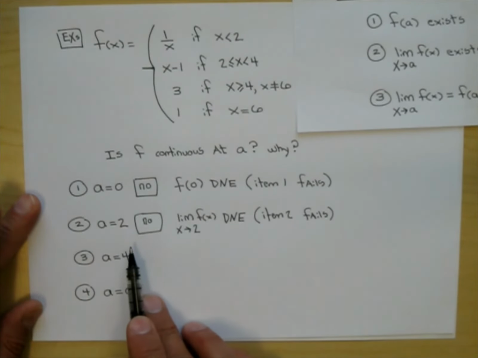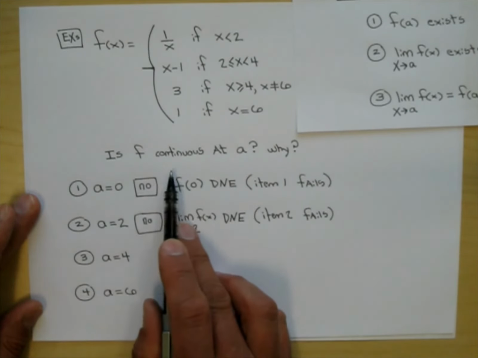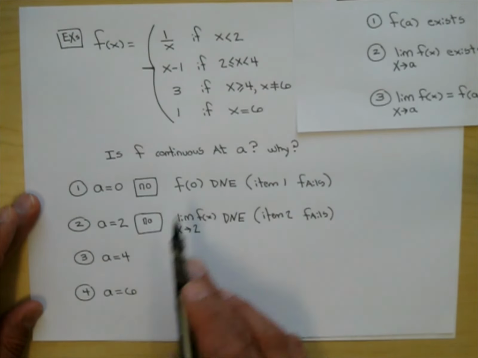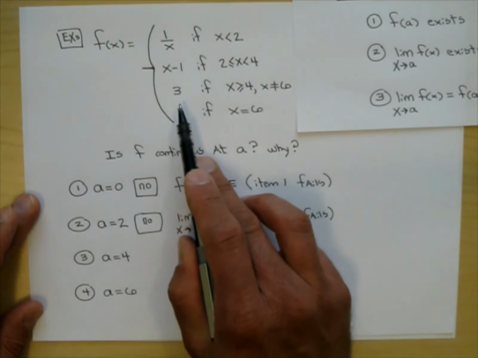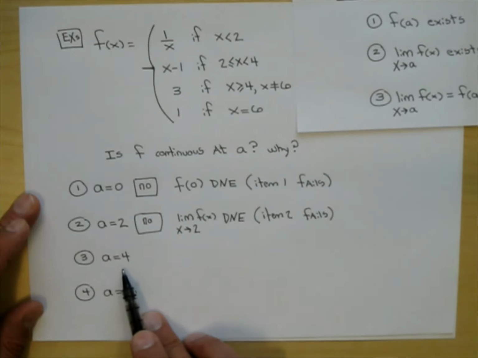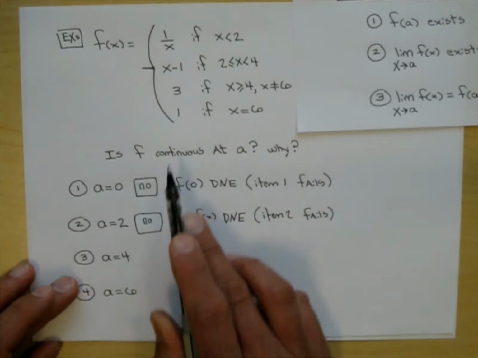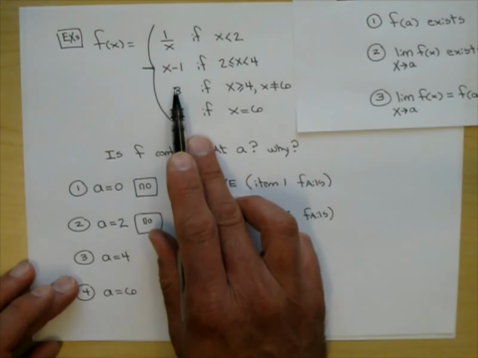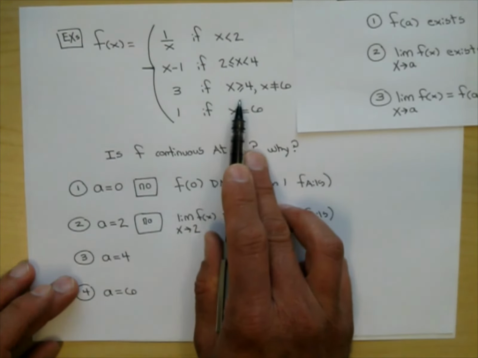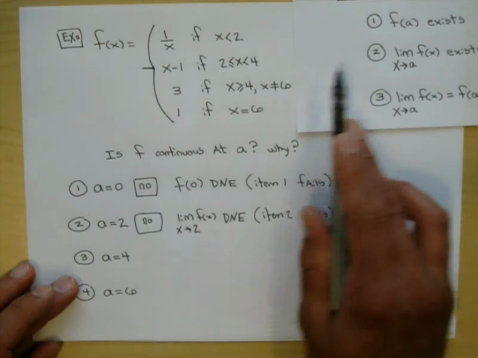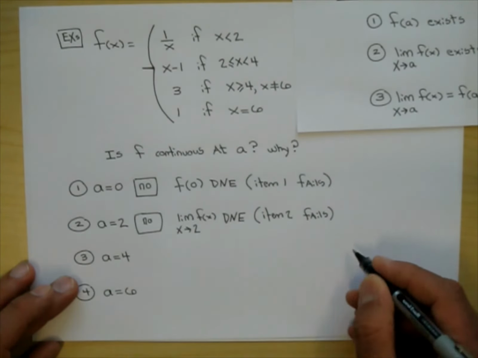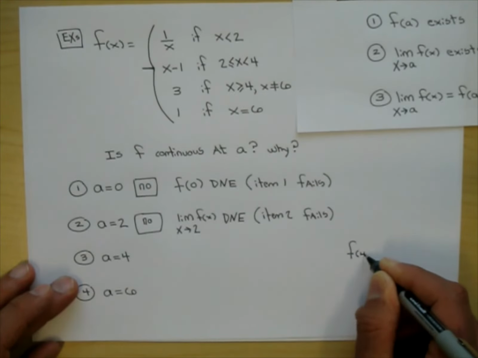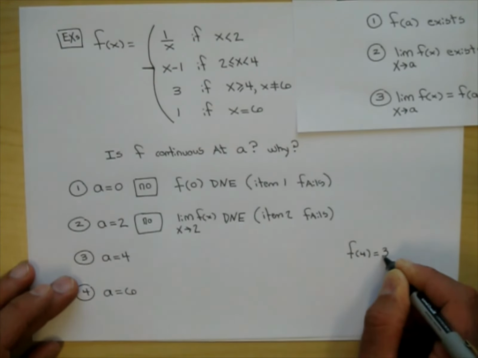Okay, let's continue. Is f continuous at 4? Now 4 is going to be another one of those boundary points where we switch from this one to this one. And so, first of all, does f of 4 exist? F of 4 is, we have to actually go on this one, it is 3. So f of 4 exists.